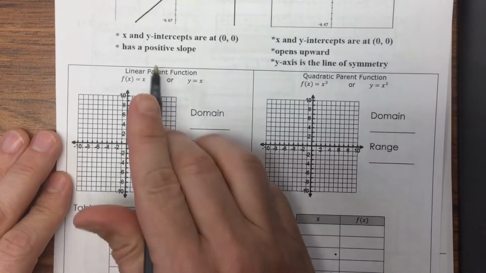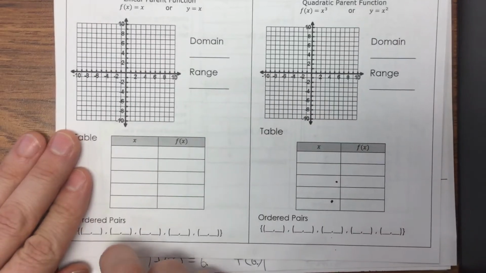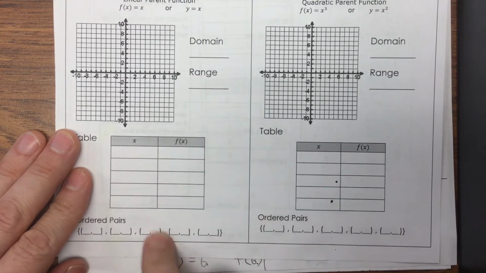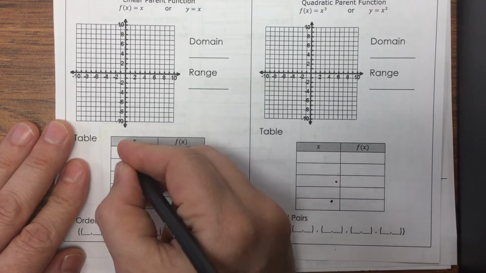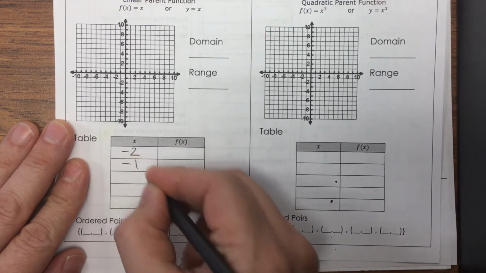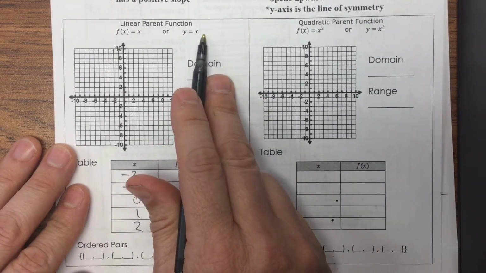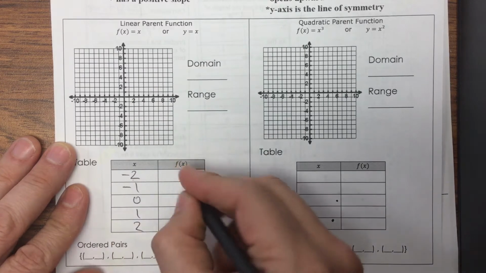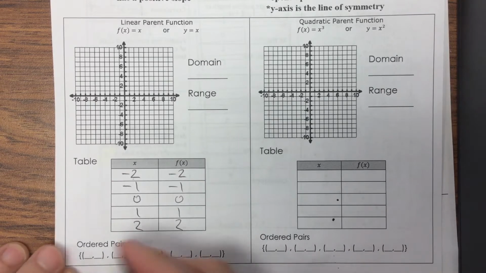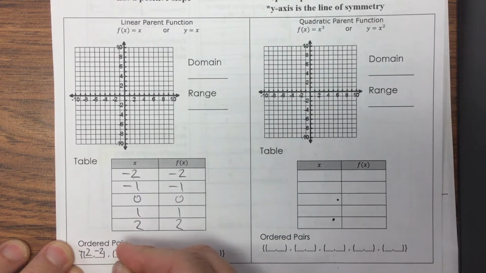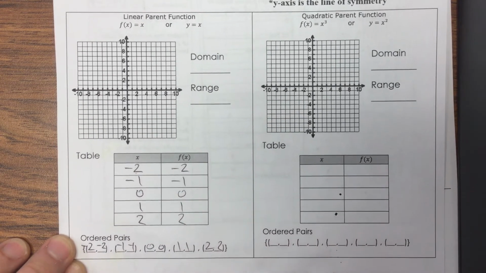Okay, we're going to draw the parent function again. What I want to do is first fill in the table. All right? I'm just going to make up some values that I can easily plot on here. All right, let's go with -2, -1, 0, +1, +2. Well, if y is equal to x, that means whatever this guy is, the same thing. That's easy. That means our ordered pairs are (-2, -2), (-1, -1), (0, 0), (1, 1), and (2, 2).